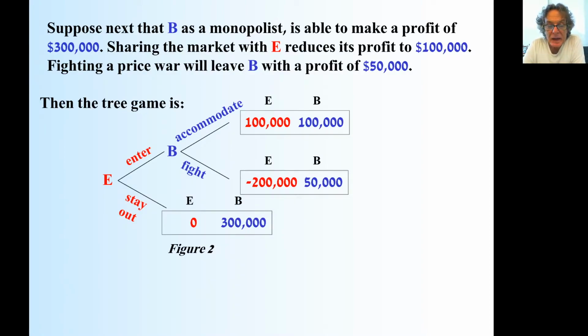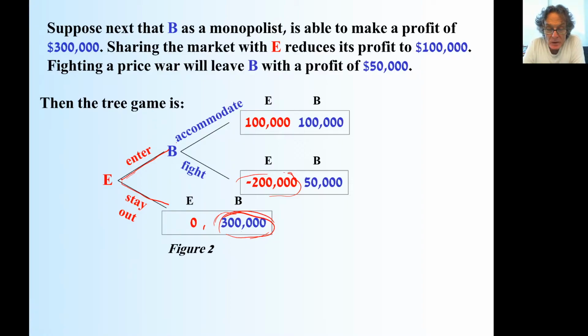So now let's see the entire game. So E can enter or stay out. If he stays out, he gets 0, and the brand, the incumbent, gets a monopoly profit of 300,000. If E decides to enter, then B should decide whether to fight or to accommodate. If he fights, the entrant loses 200,000. Why? Because to enter is costly, and if she enters for nothing, she's going to lose her investment, $200,000. While the fight will reduce the profit of B from $300,000 to $50,000.